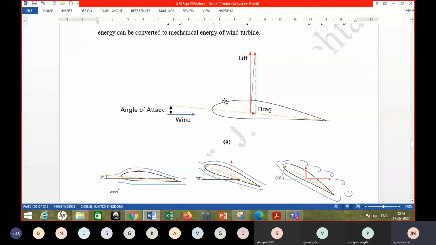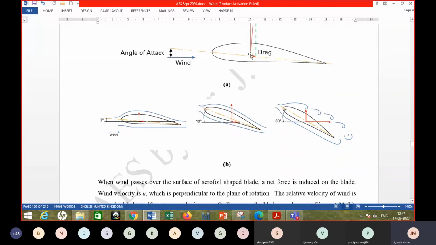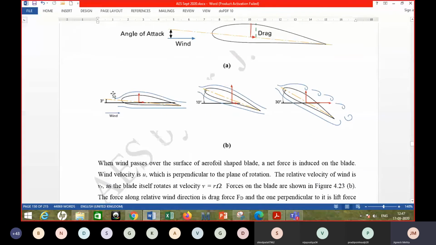and because of the typical shape of the aerofoil, the lift force, extra lift force is generated, which should be much higher than the drag force, because generally drag force doesn't contribute to the power generation in case of the wind turbine, but you want the lift force to be higher. So one would like to keep an optimum value of angle of attack. So that has been depicted with the help of three figures here.